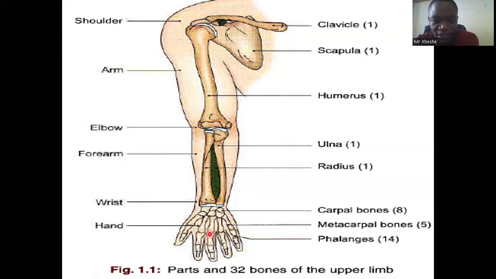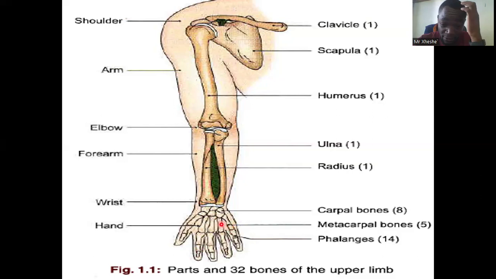Most of the times when you say hand, people refer to the arm. So the arm only ends at the elbow. From the elbow to the wrist is the forearm. The wrist itself is a carpus. Then we have the hand. Then after the hand, we have now the phalanges or the digits.